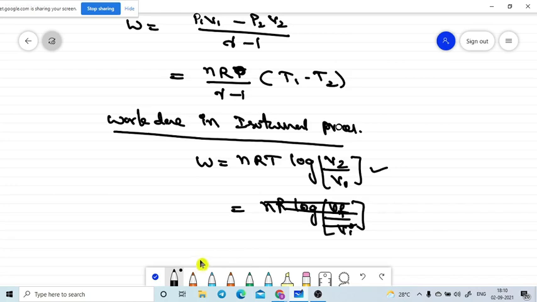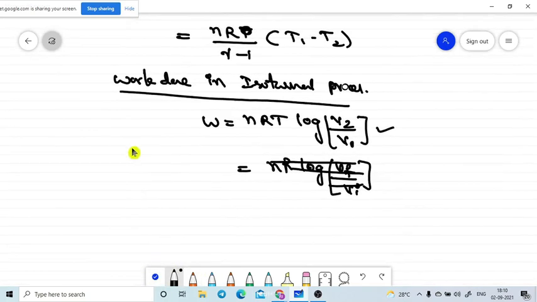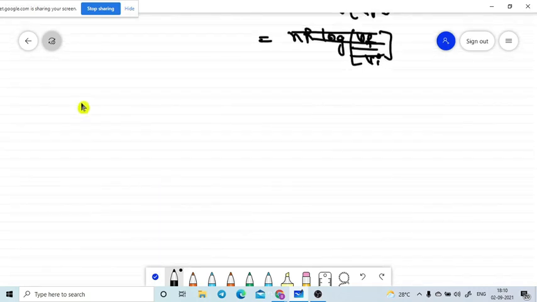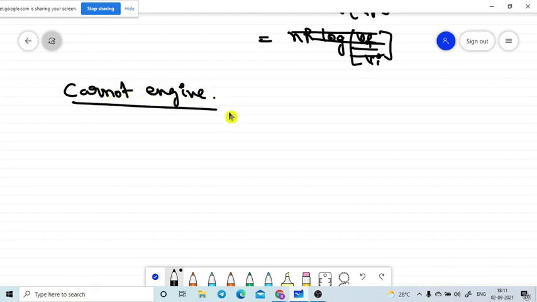No issue. So now we are going to the Carnot heat engine. Very important. Generally they will ask this in essay type questions, the 10 marks question. So very important. Now, what does Carnot engine mean?